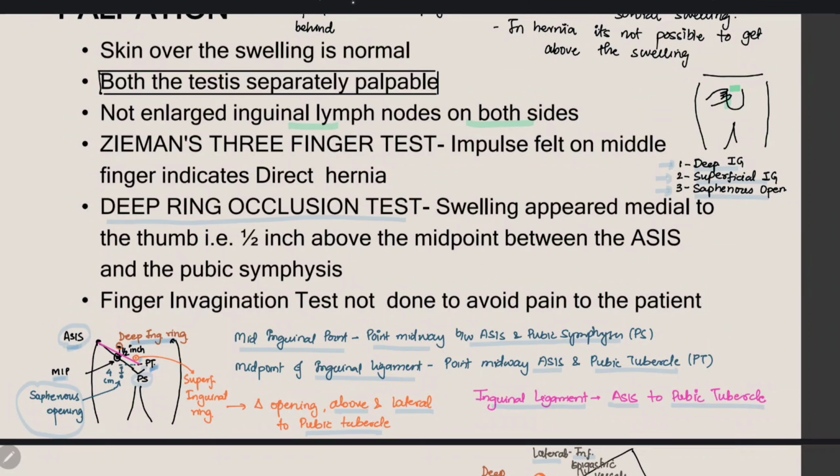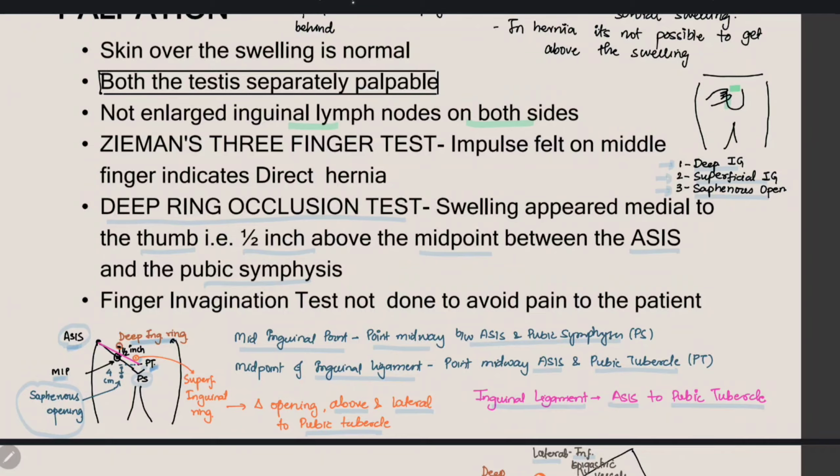Deep ring occlusion test. It is the confirmatory test for indirect and direct hernia. In the deep ring occlusion test, we have to keep our thumb on the deep inguinal ring, which is half an inch above the midpoint between ASIS and pubic symphysis. After reducing the swelling, we have to occlude the deep inguinal ring with the thumb and tell the patient to cough again.